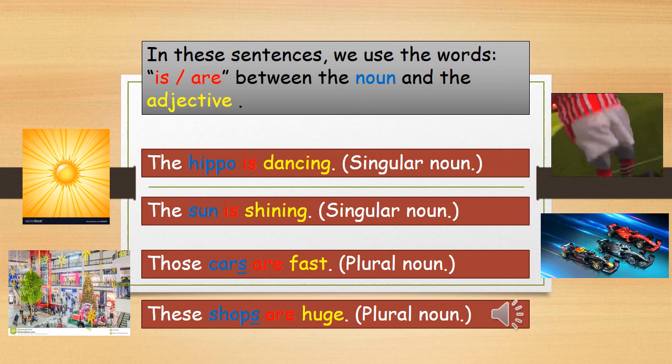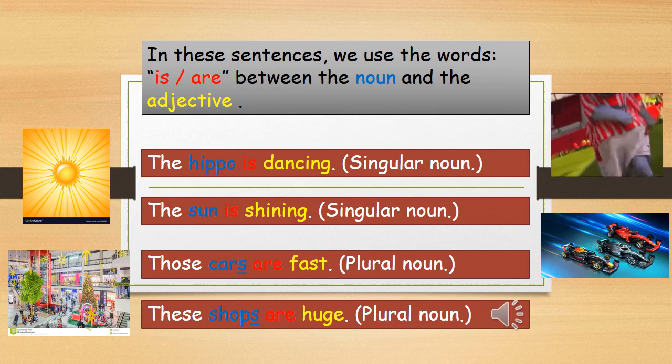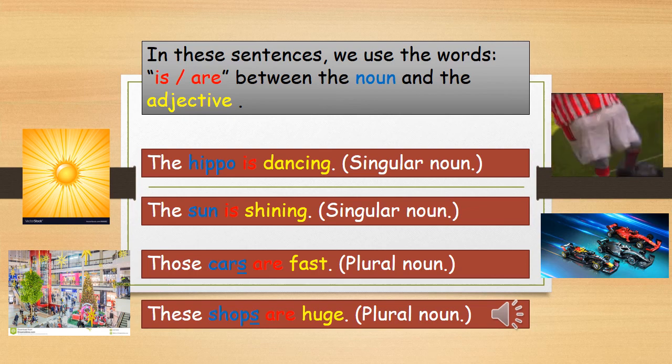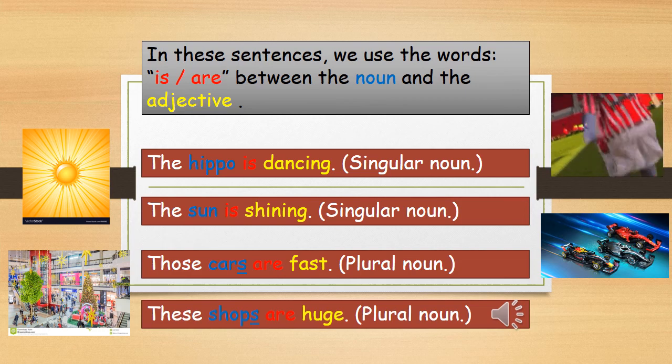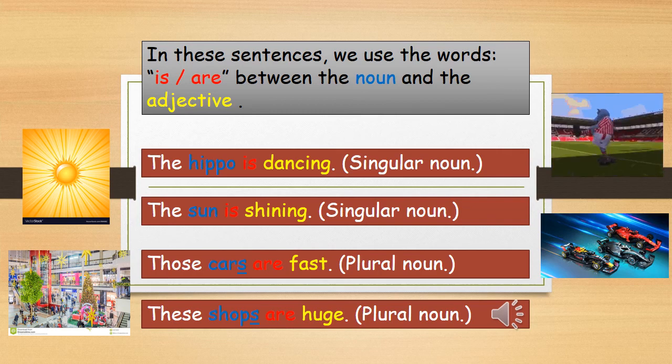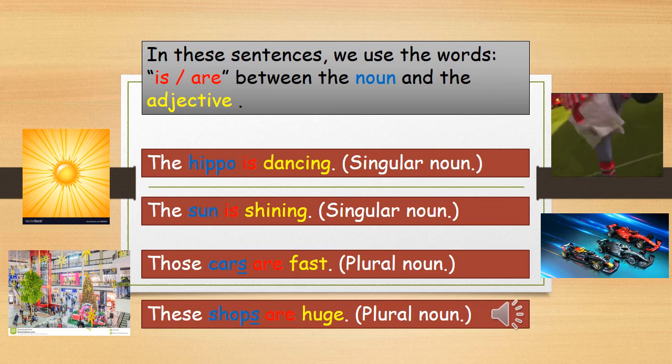Hippo is dancing. Sun is shining. These all show us positive sentences that show us they are true. They can change a little bit. If we make it a negative sentence, we can say, those cars are not fast. Okay, remember we add the word not after is or are to show that it's not true or we disagree with the statement. All right, boys and girls, good work today. Remember, practice saying the sentences out loud. Think about the rules that we've discussed so far.